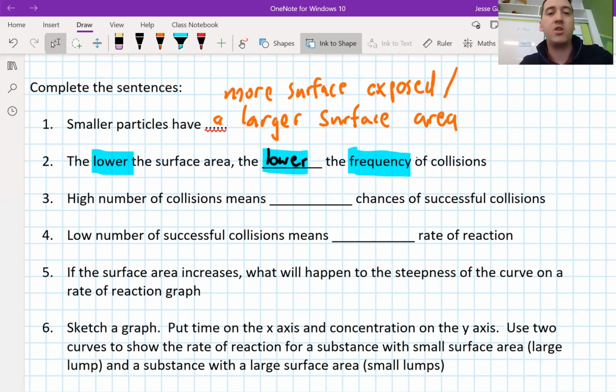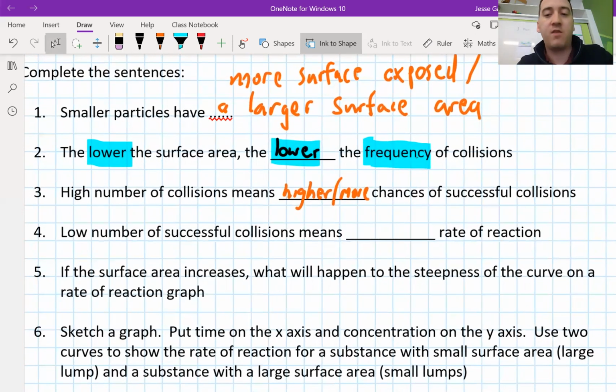Okay, so higher number of collisions means higher chances of successful collisions. Higher or more, both are correct. If you said less or lower, then obviously that's wrong, because more collisions, more chance of successful collisions. It's just by chance. If they bang into each other more, then it's more likely that they're going to collide successfully. If they're not colliding very often at all, then there's not much chance of a successful collision. So higher or more. What about number 4?